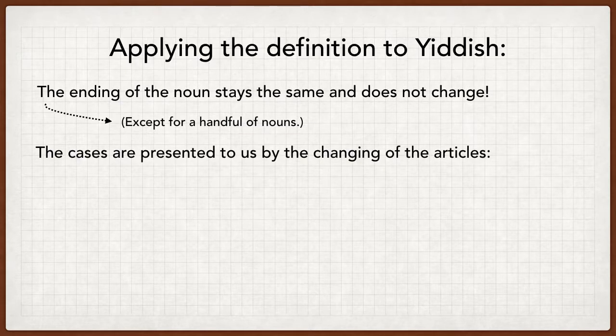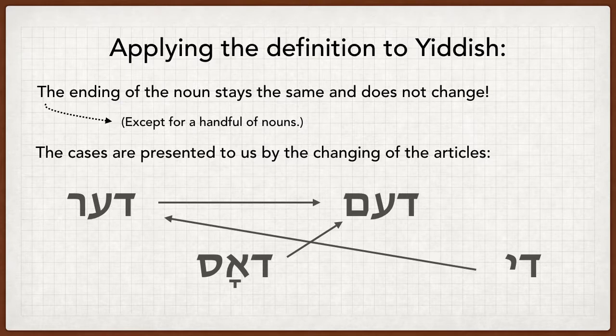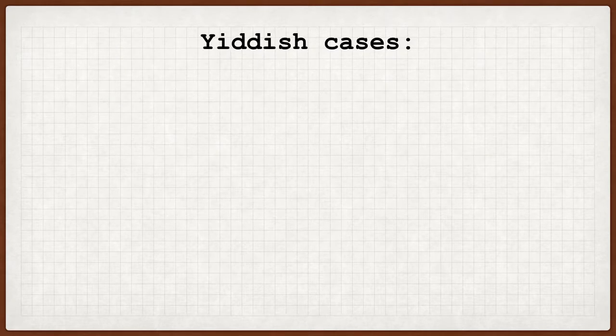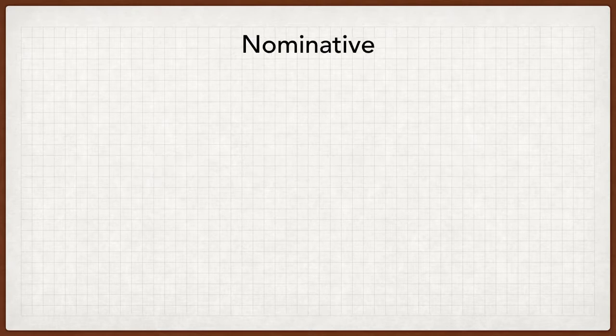The cases are presented to us by the changings of the articles. Here they are, and this is how they change, but I will talk about those a bit later. So, in Yiddish we have three cases: nominative, accusative, and dative. First, let's take a look at nominative.